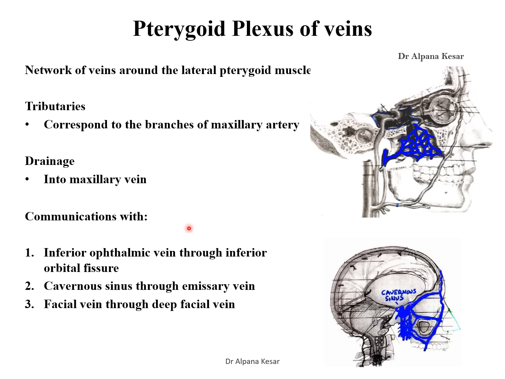Pterygoid plexus of veins communicates with the veins around it, which forms some important clinically relevant connections. It communicates with the inferior ophthalmic vein via the inferior orbital fissure. It communicates with the cavernous sinus through emissary vein. It also communicates with the facial vein through the deep facial veins.